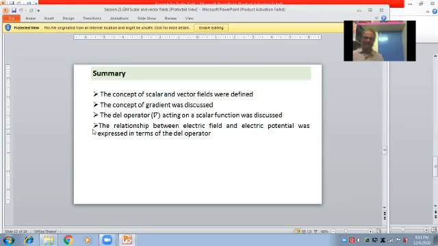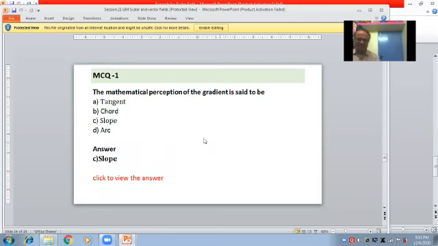So the summary of this session is that now you have understood the meaning of the scalar and vector fields, and also you have studied the concept of the gradient, and also you have now understood the meaning of this del operator, and also you have come to know the relations between the electric field and the potential. So here are some MCQs.